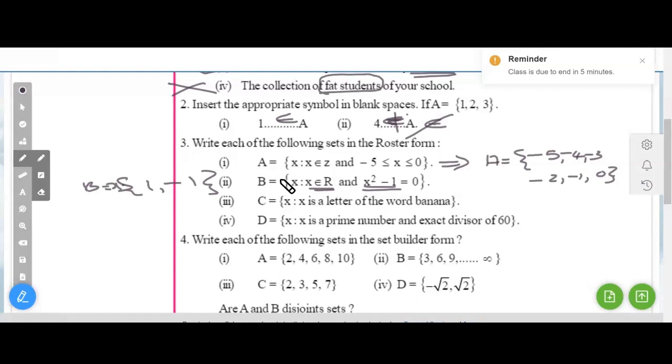Next one is C, letters in the word banana. So B-A-N. C is equal to B-A-N. D is a prime number and exact divisor of 60. That's not possible. So that is an empty set. Nothing is there, empty set.